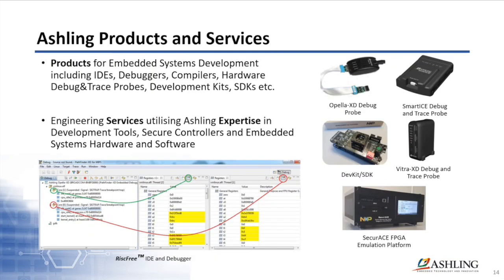And now we'll switch to a brief on the products and services which I mentioned earlier. Products include products for embedded system development, including IDEs, debuggers, compilers, hardware debug and trace probes, development kits, etc. On the right-hand side, you can see some of the debug probes and other products from Ashling. And engineering service is obviously utilizing the Ashling expertise in development tools and some secure controllers and other embedded systems, hardware and software. So that's where we focus.